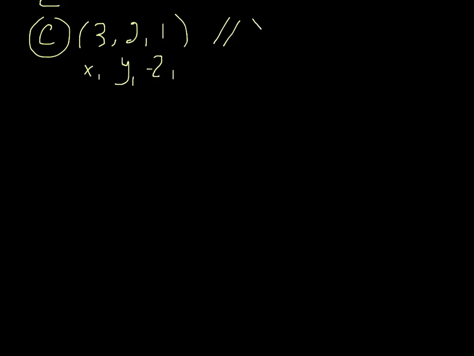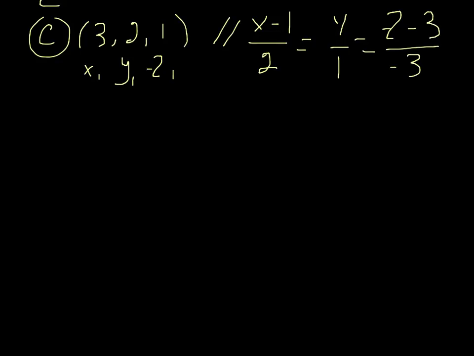Part C, we write an equation of a line that goes through the point 3, 2, 1, which we're going to call x1, y1, z1, and the line happens to be parallel to a second line, and the line is given to you in symmetrical form, x minus 1 over 2 equals y over 1, which is equal to z minus 3 over -3. If you look at the denominators of that line, it's a vector parallel to the line. That vector is going to be called ABC. It's 2, 1, negative 3.